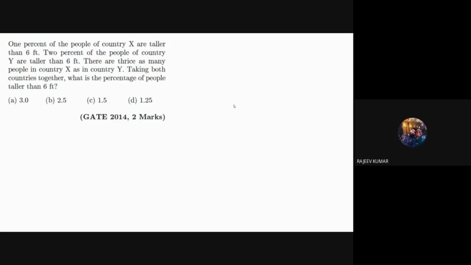Okay, let's start solving this one. देखते हैं तब तक आपका आंसर भी आ जाएगा जिसका बाकी है. 1% of the people of country X are taller than 6 feet. 2% of the people of country Y are taller than 6 feet. दो कंट्रीज की बात हो रही है X और Y. There are thrice as many people in country X as in Y.